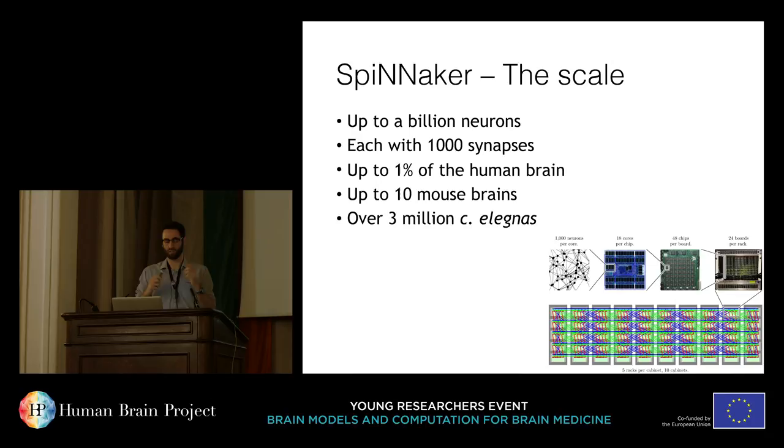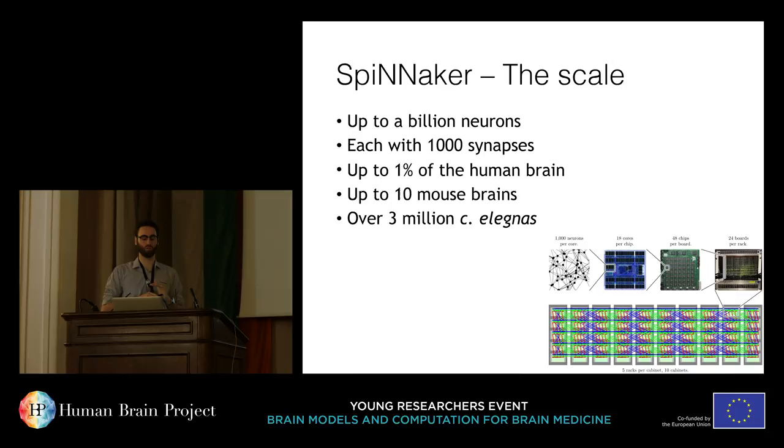So this means that it could potentially model up to 1% of the human brain, although because there are many more synapses, maybe not actually 1%, and the same with the mouse brain as well. And if you remember back to C. elegans, it was only 302 neurons. That means it could actually model over 3 million of those.